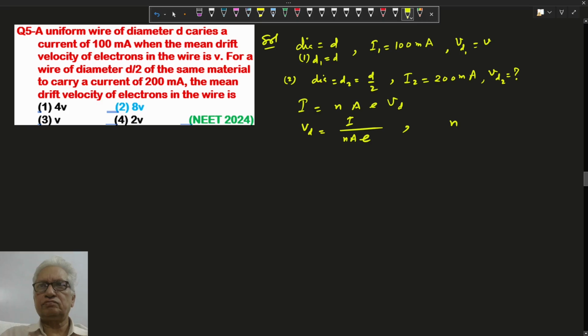Here N and E are the same because the material is the same and the charge of the electron is the same. Number density of free electrons is also the same since the material is the same. So we can write here that drift velocity is inversely proportional to I upon A.